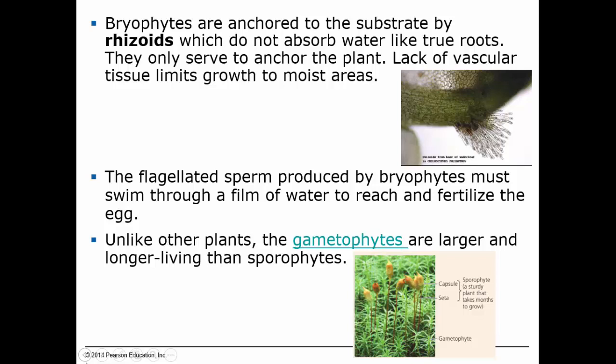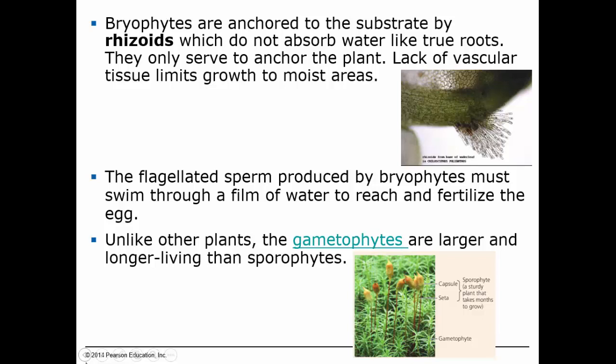Instead of possessing true roots, the bryophytes have these short structures called rhizoids. They assist in anchoring the plant into the ground, but they're not very effective at taking up water and nutrients. These non-vascular plants have to live in very damp areas so that they can uptake water and nutrients through osmosis.